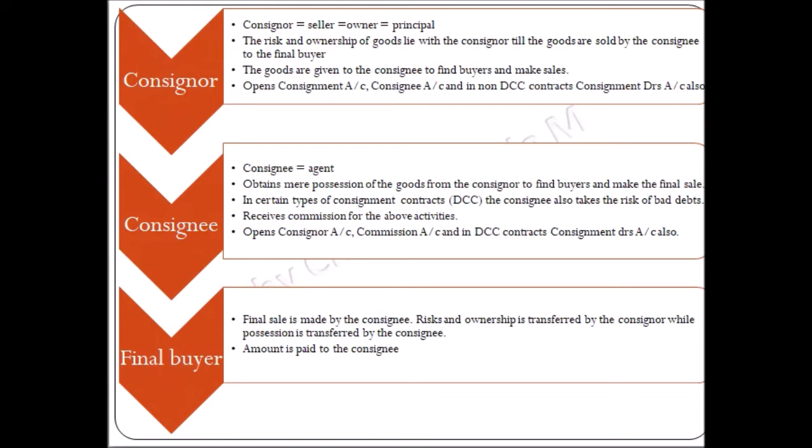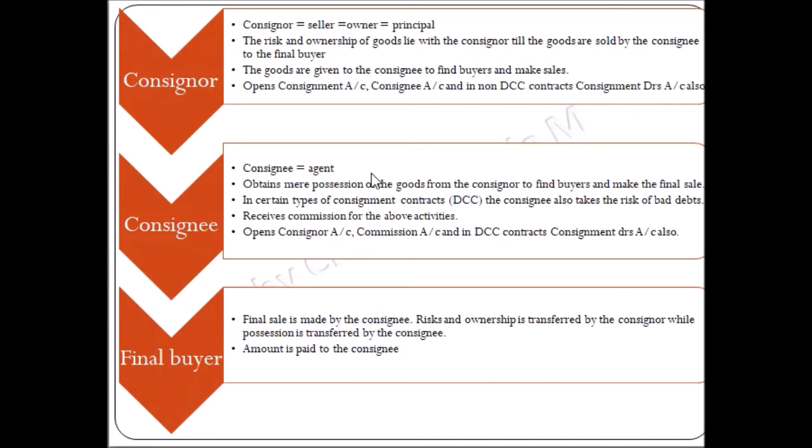Let's now move on to the next chapter, consignment. So consignment is a process where the owner of finished goods sends the goods with an agent to make the final sale. Consignment generally happens between manufacturers and wholesalers. That is, the manufacturer, being the owner of the finished goods, sends goods through an agent to make sales to the wholesalers. So here, the owner, who is the final seller, is called the consignor, who is also called the principal. The agent is called the consignee. The consignee receives an amount of commission for making such sales.